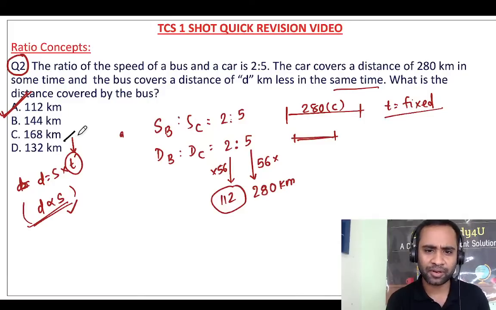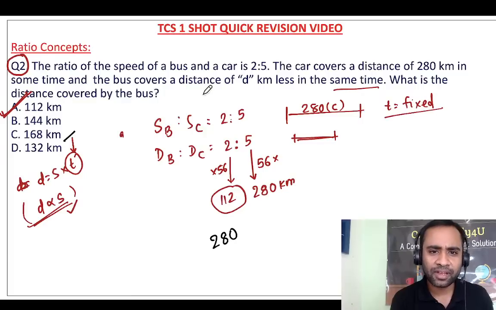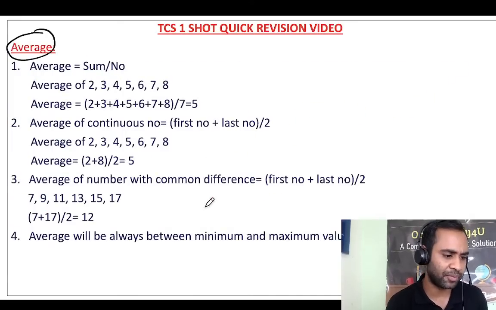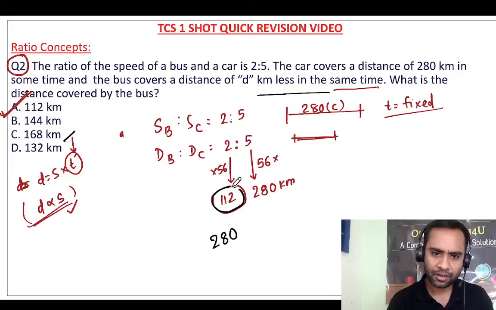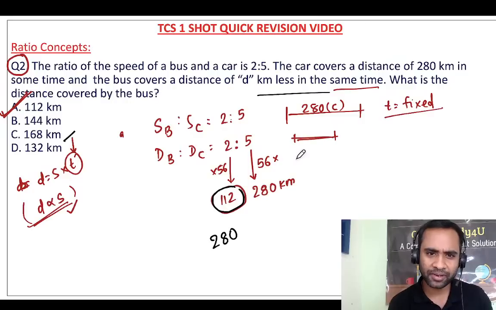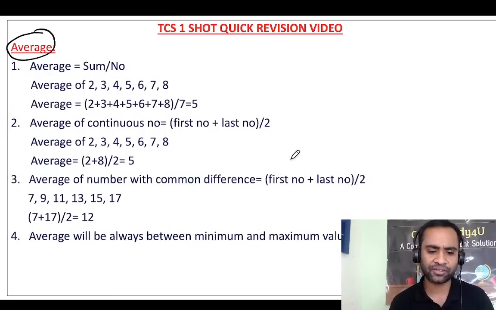How will the answer be one? What is the distance covered by the bus, right? So the distance covered by the bus will be, right? The bus covers a distance of d kilometer less in the same time. So basically, this is the distance traveled by the bus, not 168 kilometer, right? Okay, we will see. You solve the next question.